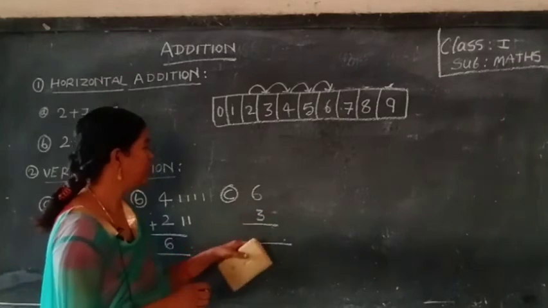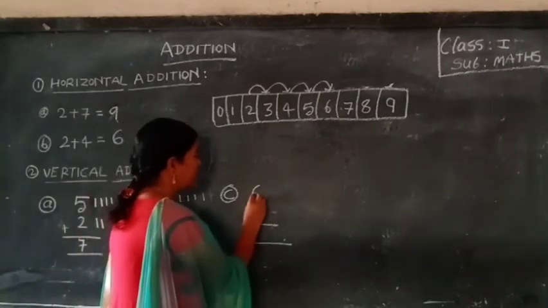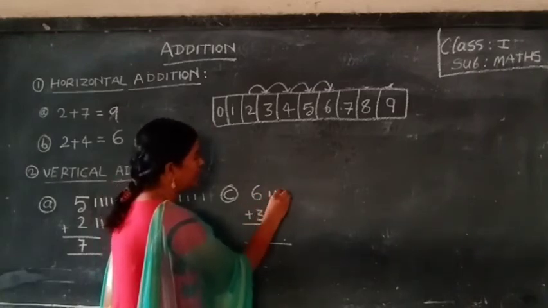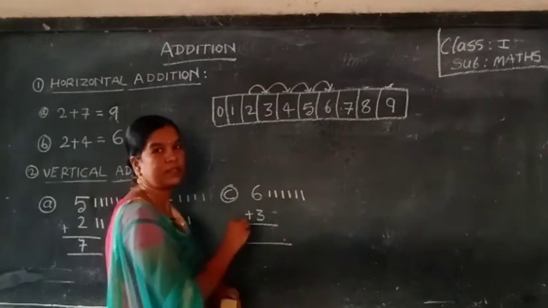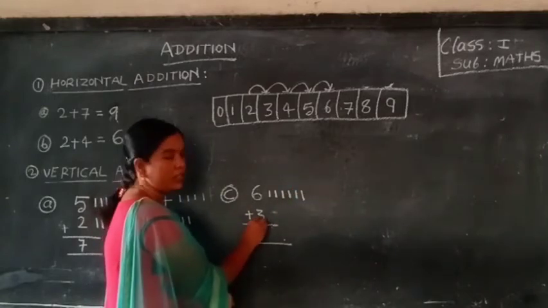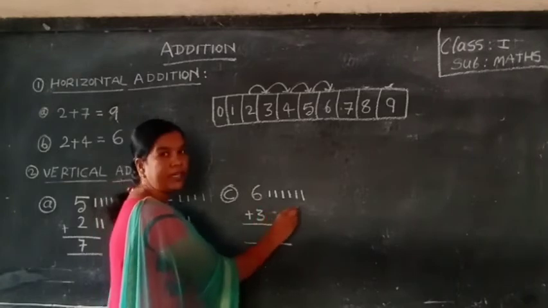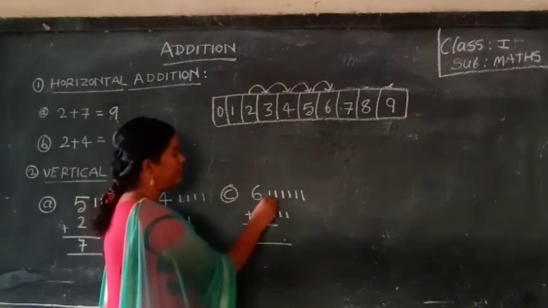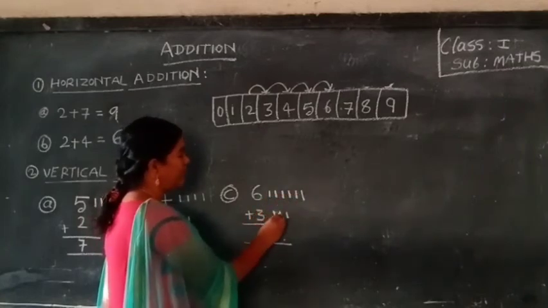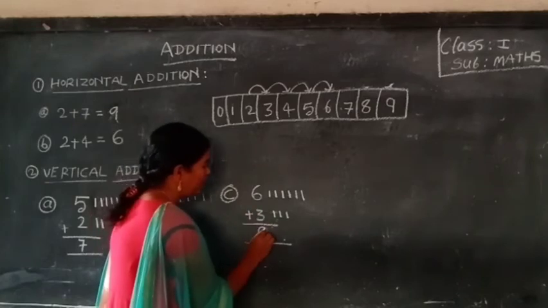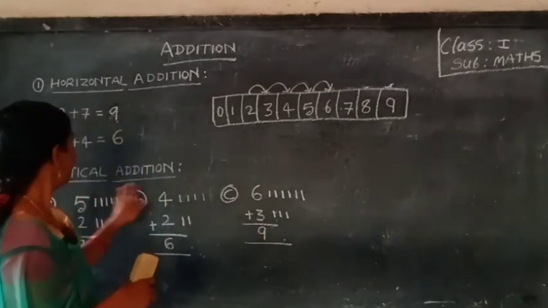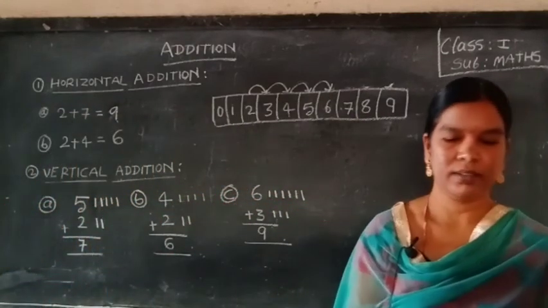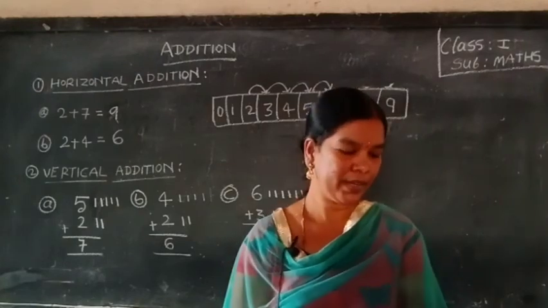Next, see one. Here we have 6 plus 3. Draw 6 lines. 1, 2, 3, 4, 5, 6. Here 3 number, so we draw 3 lines. 1, 2, 3. Count total lines. 1, 2, 3, 4, 5, 6, 7, 8, 9. 6 plus 3 equals 9. This is vertical addition.